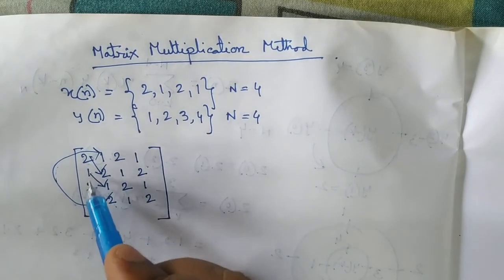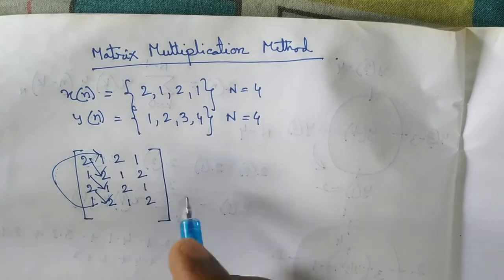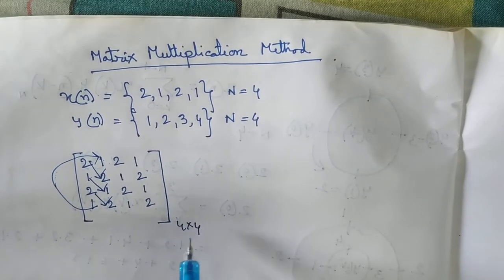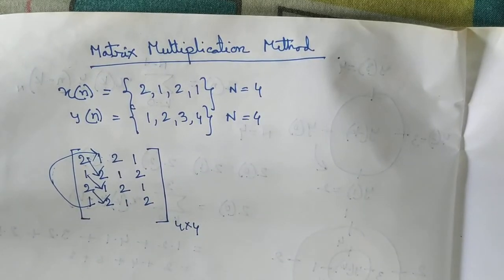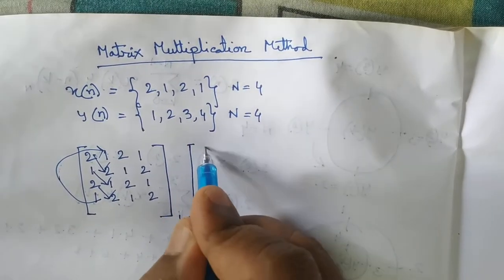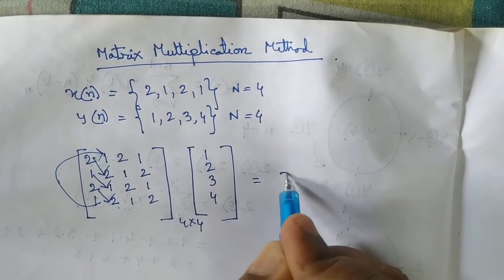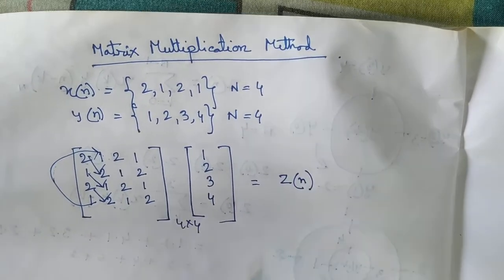So it is actually 2, 1, 2, 1; 1, 2, 1, 2; 2, 1, 2, 1; 1, 2, 1, 2. It's a 4 cross 4 matrix. So this matrix you have to multiply with 1, 2, 3, 4 to get our zn.